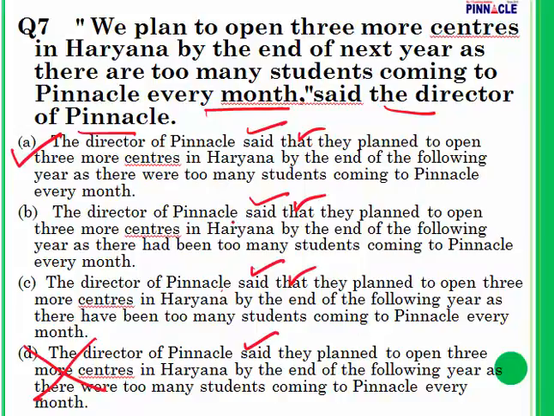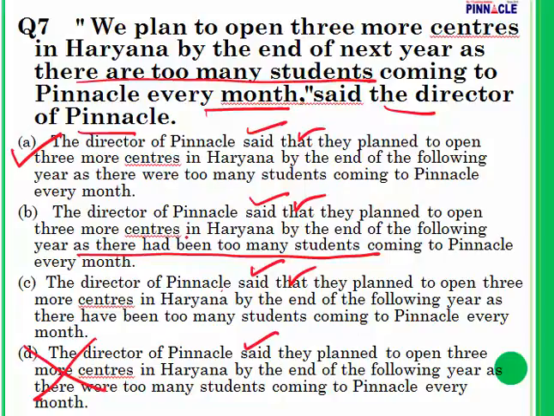B, the director of Pinnacle said that they planned to open 3 more centers in Haryana by the end of the following year as there had been students coming. Now if you take a look at this part of the sentence, here you see there are too many students. This is simple present, it has to change to simple past.